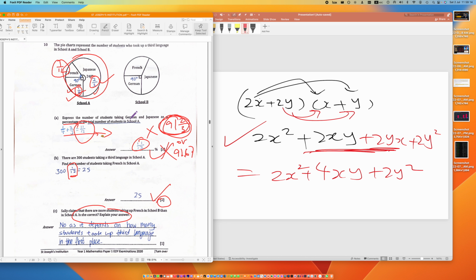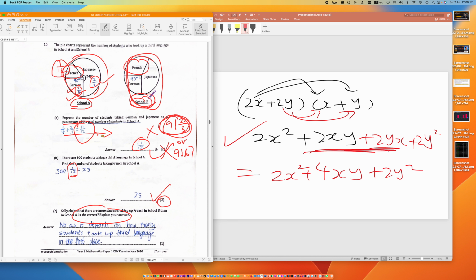So in a way, you might be saying, okay, even though for school A and school B, the chart here, French in school B looks bigger than the chart in school A. But I don't know the actual number of school B. So therefore, I can't tell whether there are more students taking up French in school B. So to sum it up, in short, the number of students in school B is not known, so I can't tell whether she's correct or not.